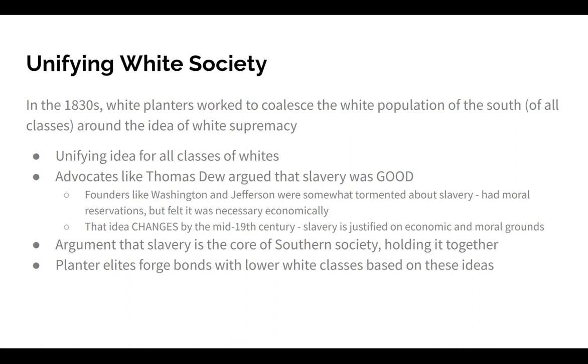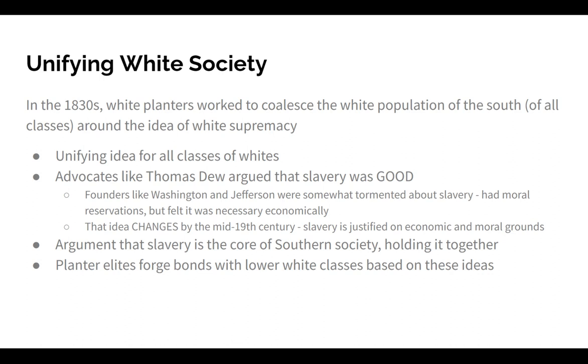They would be a burden on society, which of course is absolute nonsense. Obviously, it's ridiculous, but this was definitely the argument. This was the moral justification. Increasingly in the middle of the 19th century, it was seen not just as an economic necessity, but as a moral and positive good for society in the South.